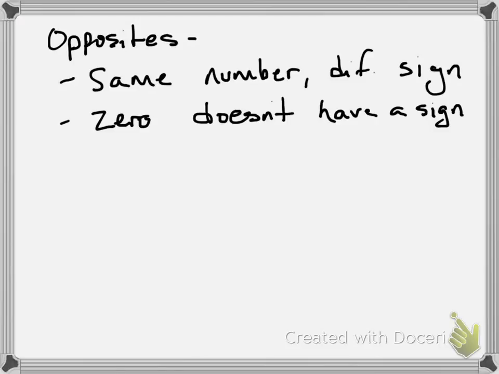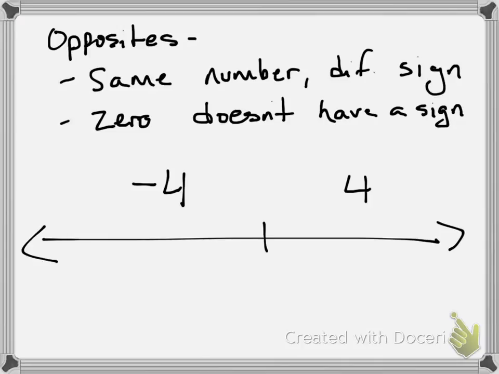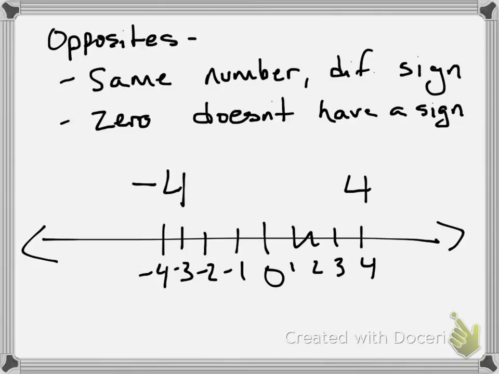Opposites. An opposite is going to be the same number or digits but with a different sign. 0 doesn't really have a sign, so 0 doesn't really follow this rule. But if I had negative 4, the opposite would be positive 4. It makes even more sense when we see it on a number line, because if this is 0, we'd have negative 1, negative 2, negative 3, negative 4, positive 1, positive 2, positive 3, positive 4. These numbers are the same distance away from 0. They are opposites.